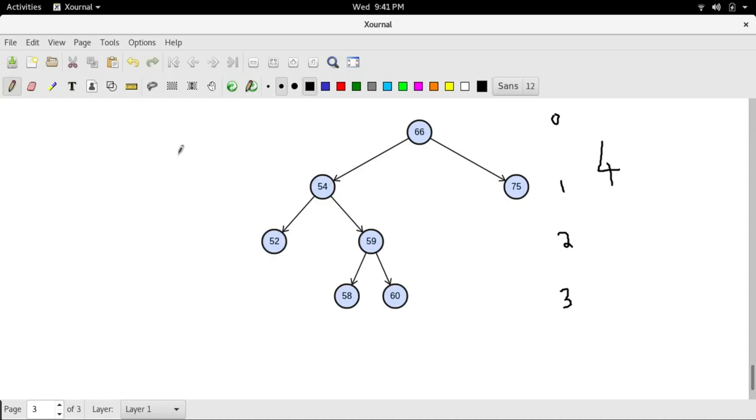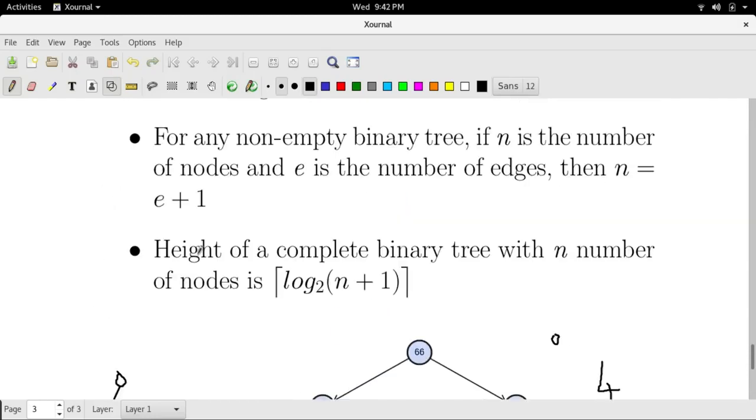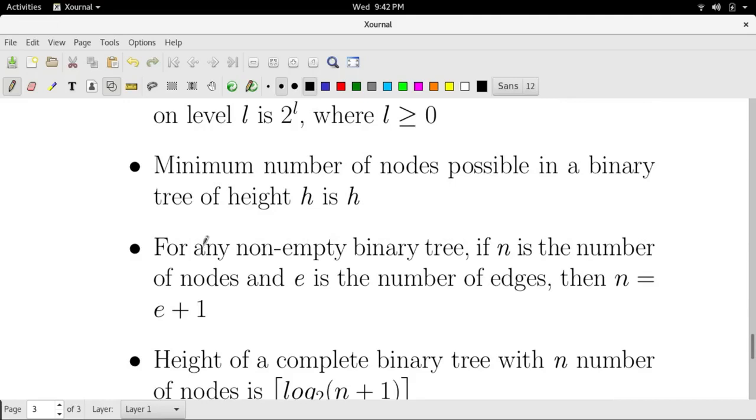So if you are drawing one with minimum number of nodes, you need to draw like this. One node in the 0th level, one node in the next level, one node in the next level, one node in the next level. This is a tree with height 4 and the minimum number of nodes possible is 4.